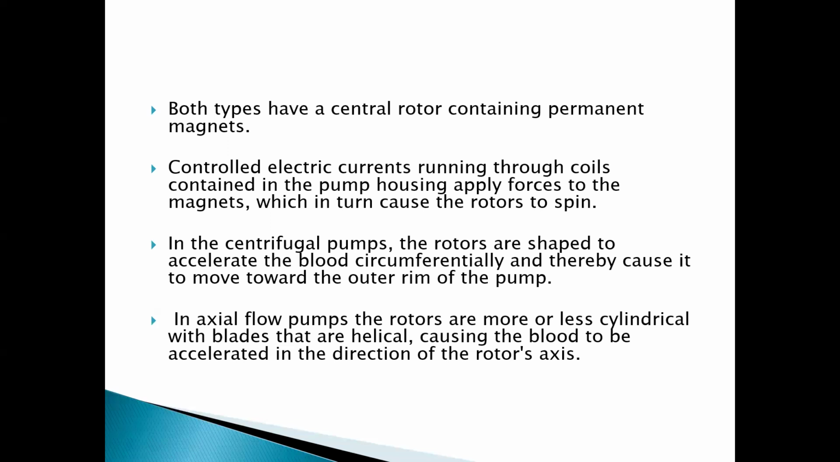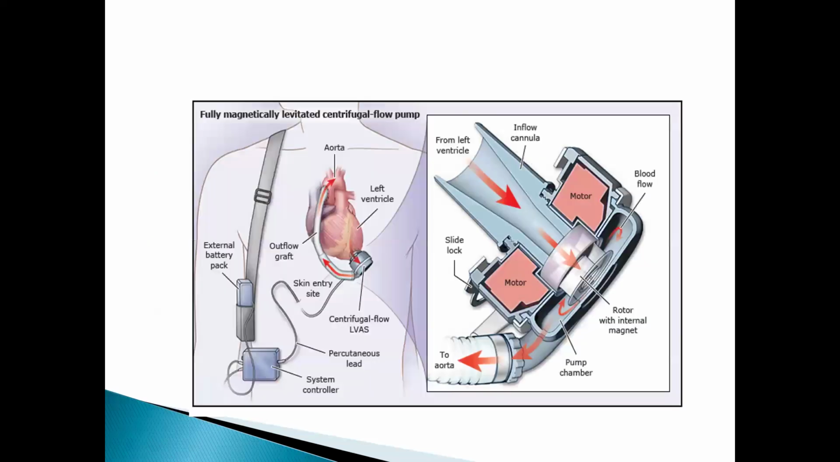For the centrifugal pumps, the rotor is shaped to accelerate the blood circumferentially, causing it to move towards the outer rim to help circulate the blood flow. For the axial flow pumps, the rotors are more or less cylindrical with helical blades, and the blood is accelerated in the direction of the rotor's axis. So they have a central part with magnets, and it works through electric currents. That's how these pumps work.